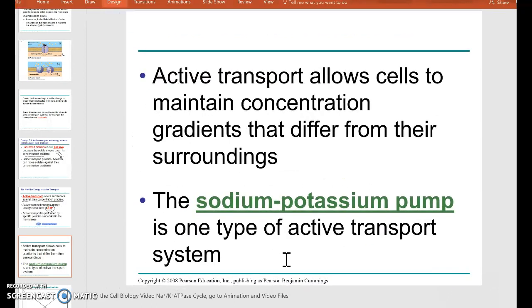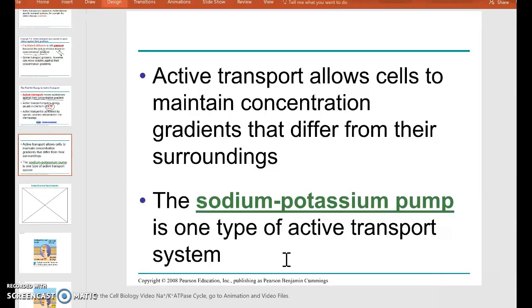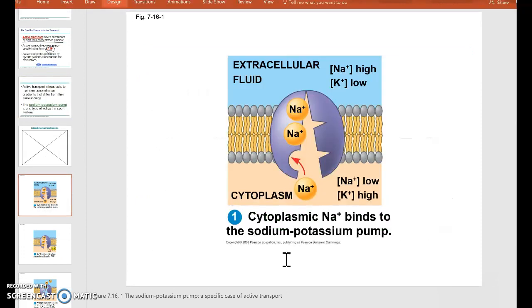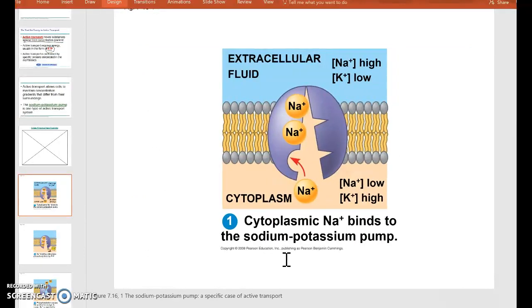So the first thing I really want to focus in on is the sodium-potassium pump. And as I mentioned in class, the sodium-potassium pump is of immense importance, and we use about a third of our body's ATP to drive the sodium-potassium pump.